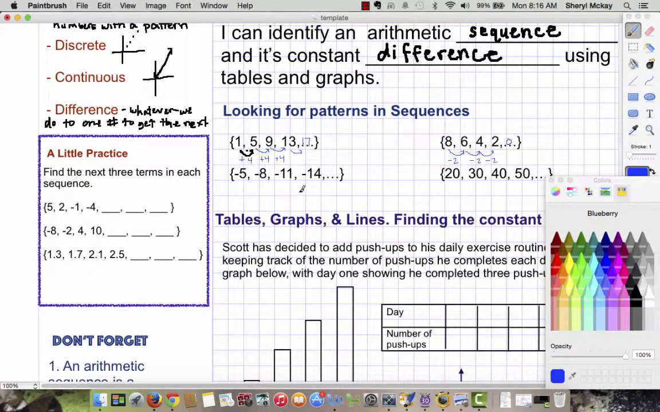Go ahead and do this next one. -5, -8, -11, -14, and see if you can find the pattern. Did you see that it is subtracting 3? -5 to -8 is subtracting 3. -8 to -11 is subtracting 3. And -11 to -14 is subtracting 3. So that means that the next term would be subtract 3 again, and we'd get -17. Now, let's look at this last one.